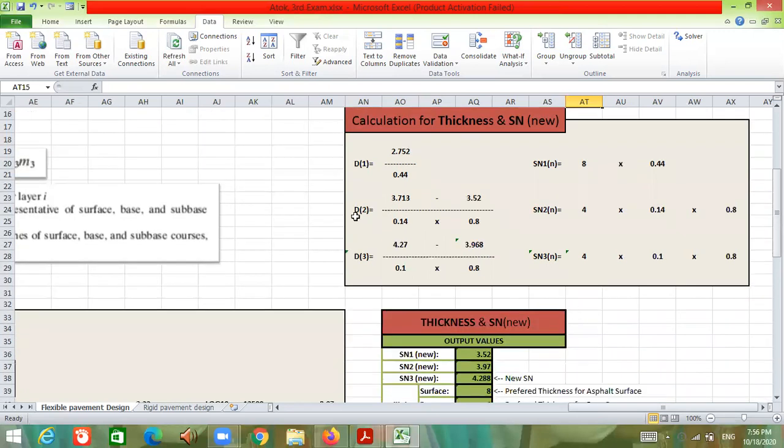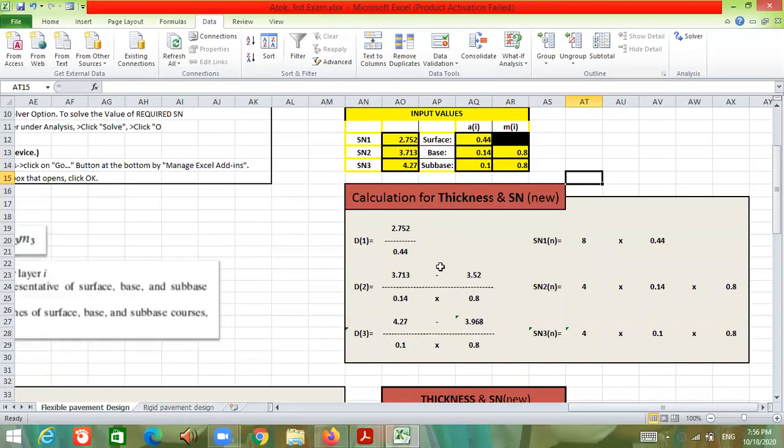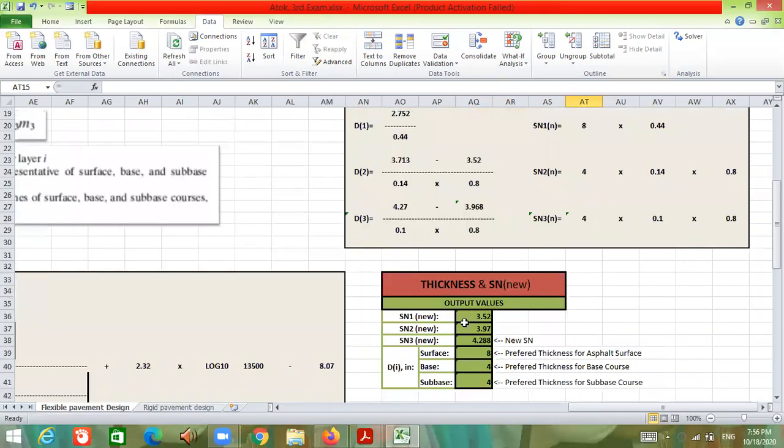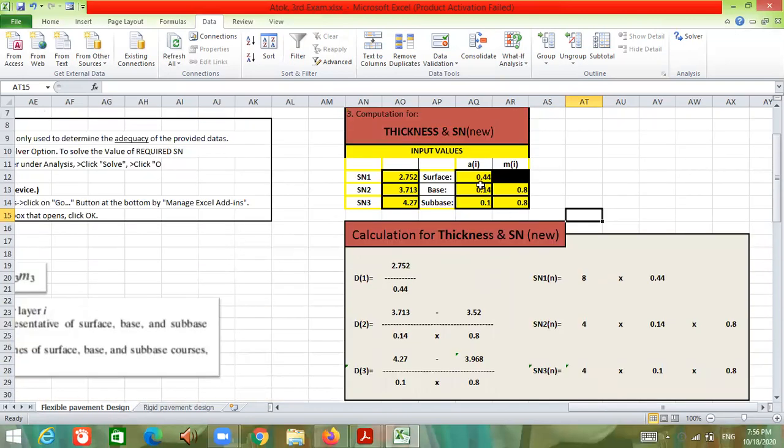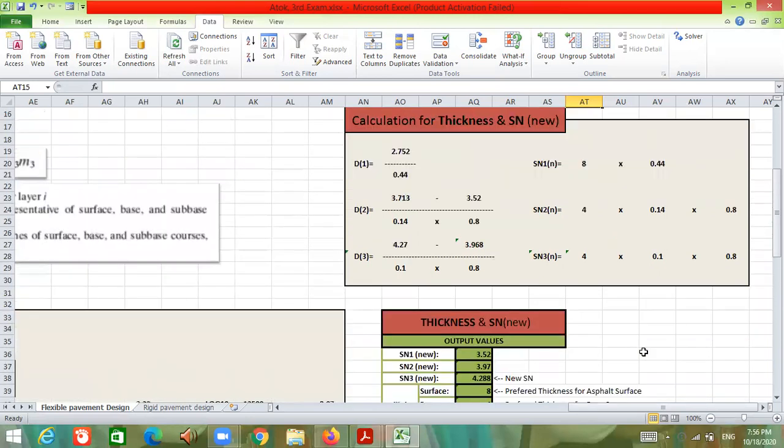And for our second thickness, which is the base, it is just the difference of our second structural number minus the first new structural number, divided by the value of our layer coefficient times the drainage coefficient, in which the value for our thickness is to be multiplied again by the value for our layer and drainage coefficients to get the value for our second new structural number.